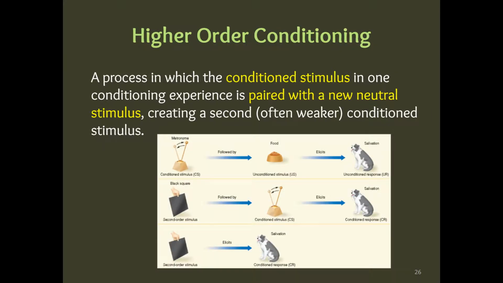And then you have higher order conditioning, which is another level to it, in which you get rid of the food and replace the food with the bell, right? So we have the bell, we have food, it gets the dog to salivate. Then we get rid of the food, and the bell gets the dog to salivate. And we're going to add this little black square in too. Eventually, if you do it right, you can get the square to get the dog to salivate. These associations can go almost like the movie Inception, an association within an association within an association.